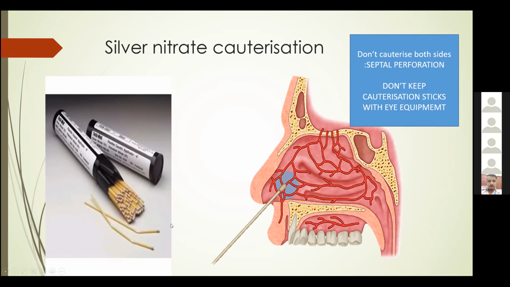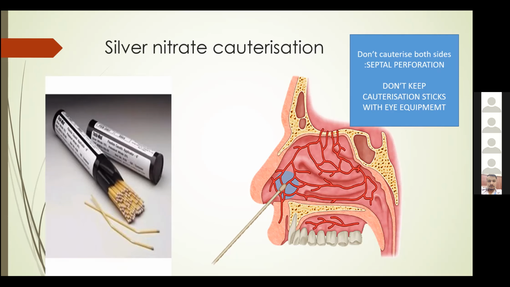So these were in the same drawer or locker, and the doctor thought they were doing an eye examination, and they picked up a silver nitrate stick and put it in the eye. Just imagine the damage to the cornea that could have happened. So in our trust, we don't mix eye equipment with nose examination or treatment equipment. They should also be separate.